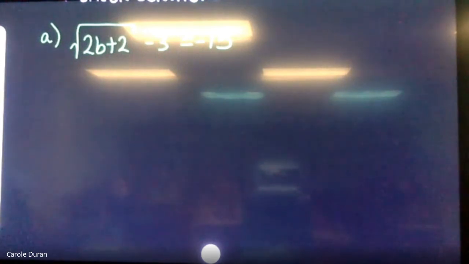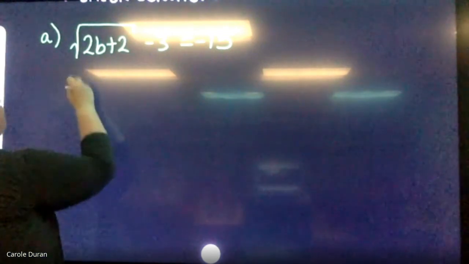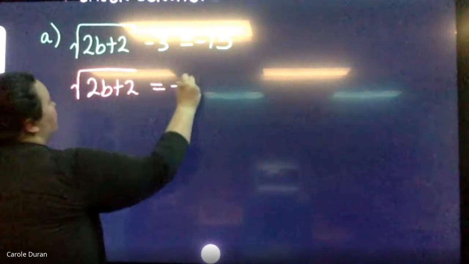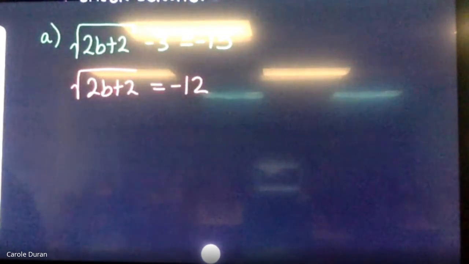The negative 3, because step 1 said to isolate the radical, which means to get the radical by itself. To do that here, I need to add the 3 over to the other side. And when I do, I get the square root of 2b plus 2 equals negative 12.